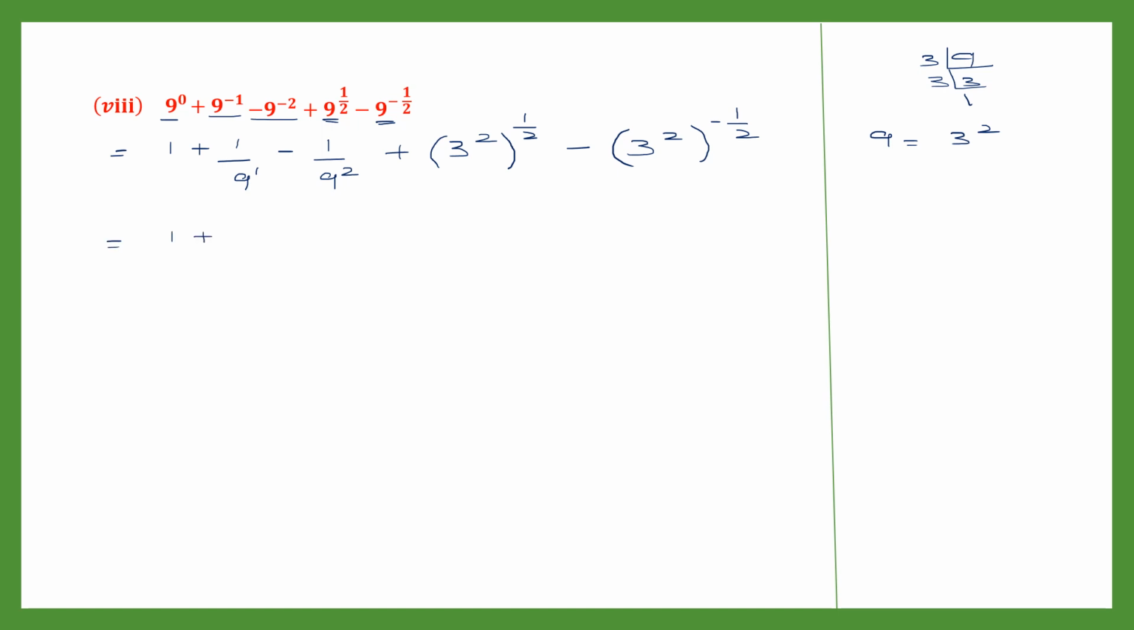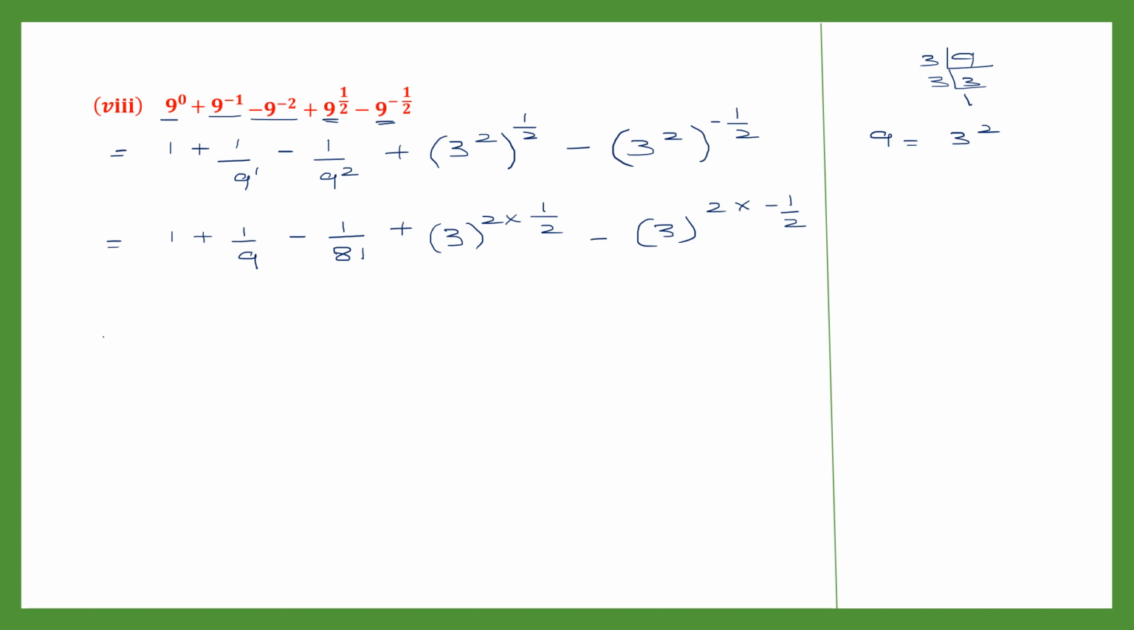Now 1 plus 1 by 9 minus 1 by 9 to the power of 2 means 9 nines, 9 nines are 81, plus, now here as you can see 3 is raised to the power of 2 and this is raised again to the power of 1 by 2. We can multiply the powers. So this will be 3 to the power of 2 into 1 by 2. Similarly here 3 is now raised to the power of 2 into minus 1 by 2.